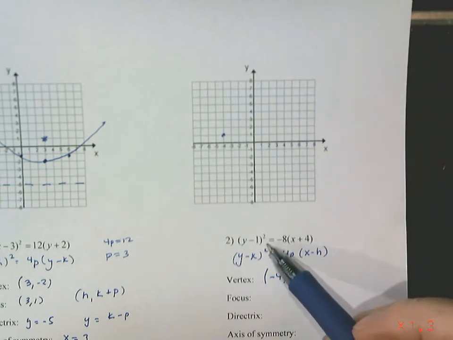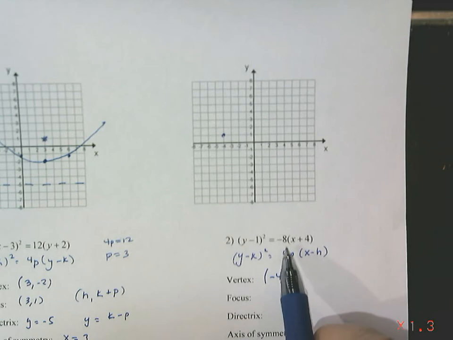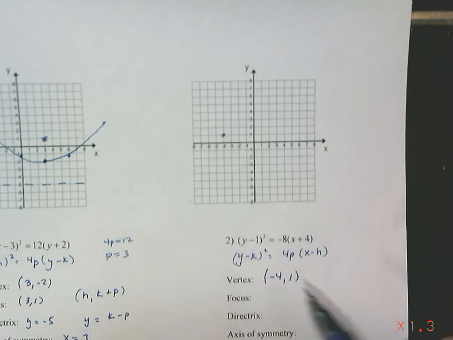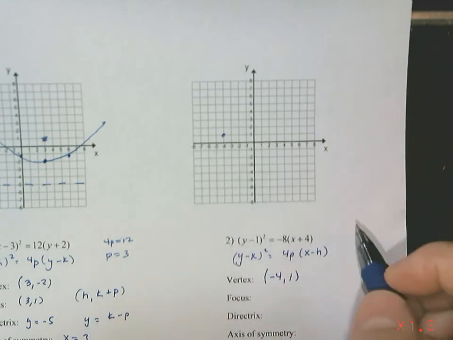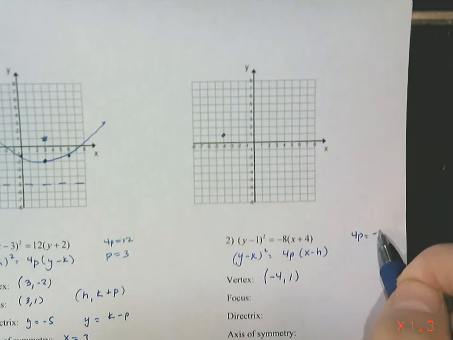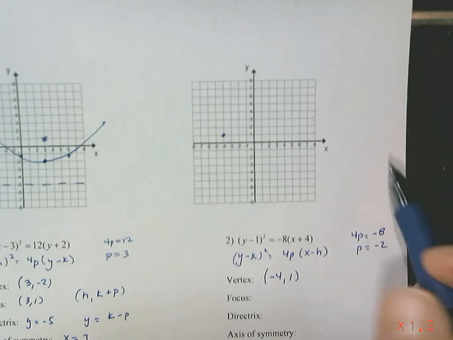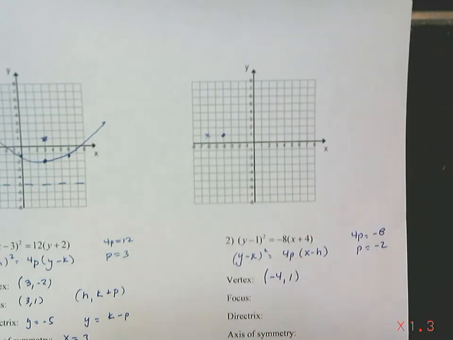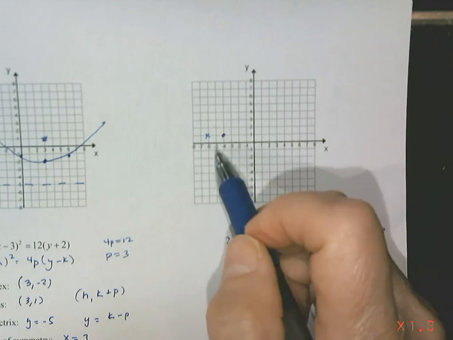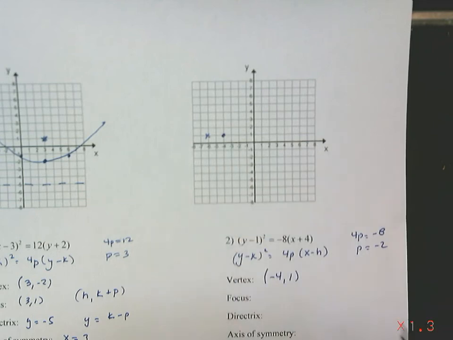Now I know that this opens side to side, but with a negative 8, I know that it's going to open to the left. So I have to go left. So if 4p equals negative 8, I know p is equal to negative 2. I have to go left 2 to get to my focus. So this point here is going to be (-6, 1). It's going to be (h + p, k).